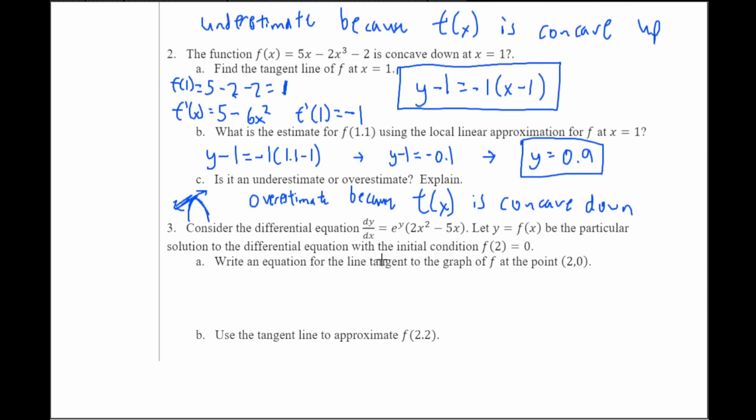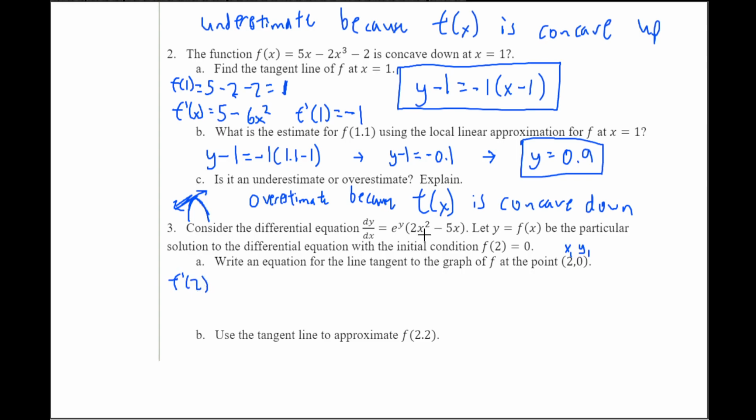So consider the differential equation dy dx is equal to e to the y times parentheses 2x squared minus 5x. Let y equals f of x be the particular solution to the differential equation with the initial condition f of 2 is equal to 0. Write an equation for the line tangent to the graph of f at the point 2 comma 0. So 2 is your x1, 0 is your y1. And we have to find the derivative when x is equal to 2.